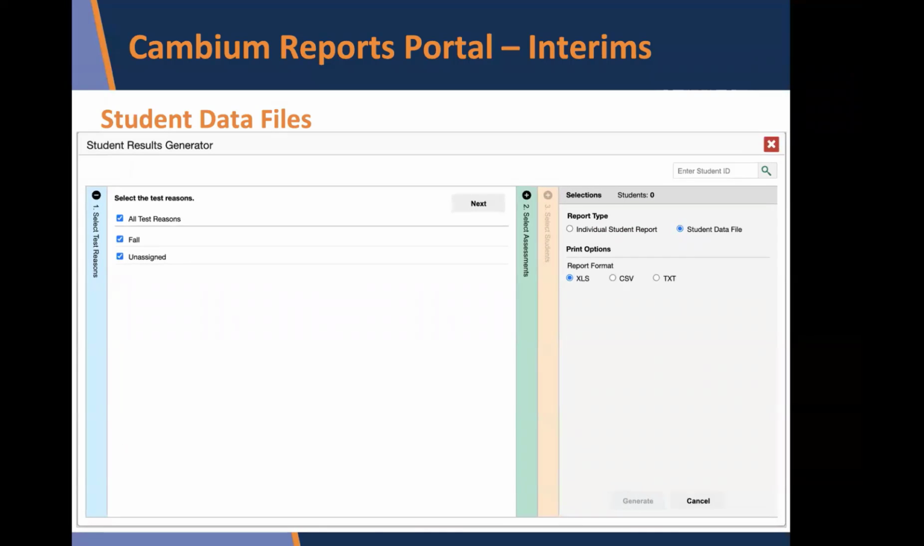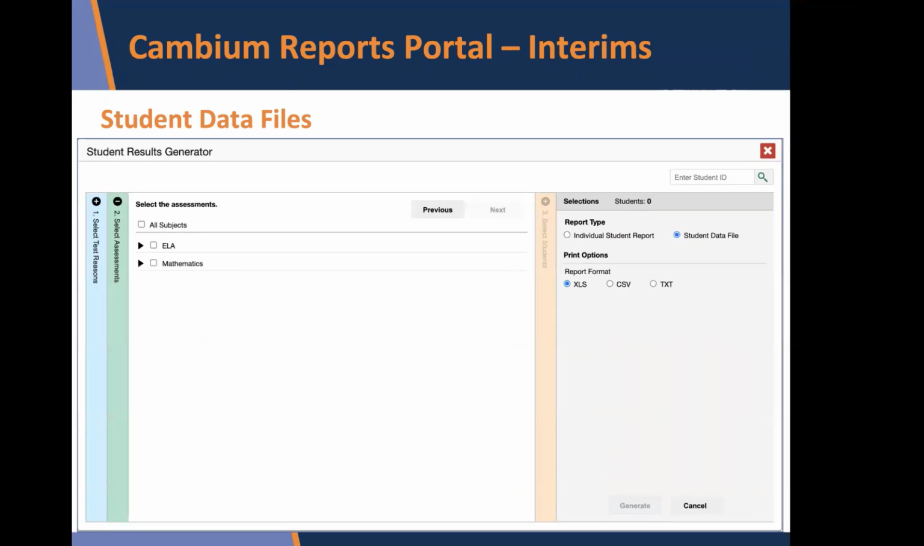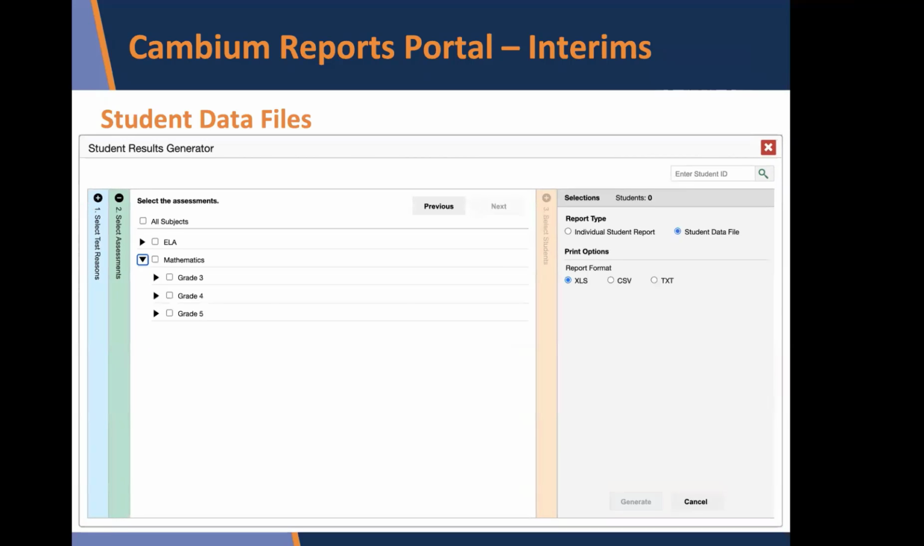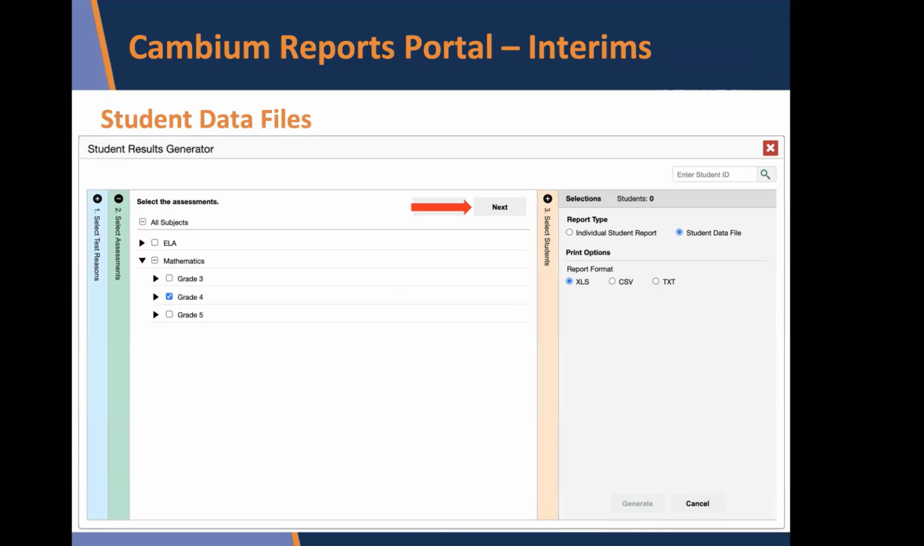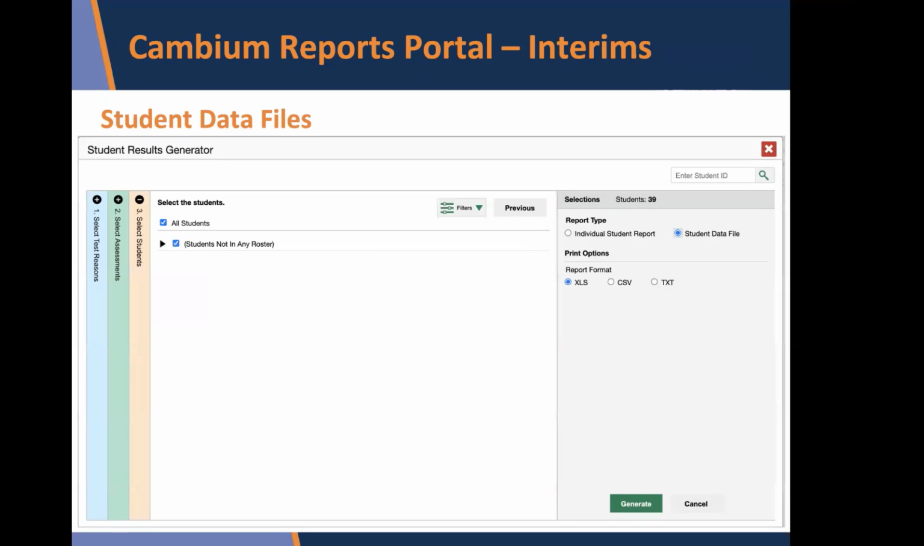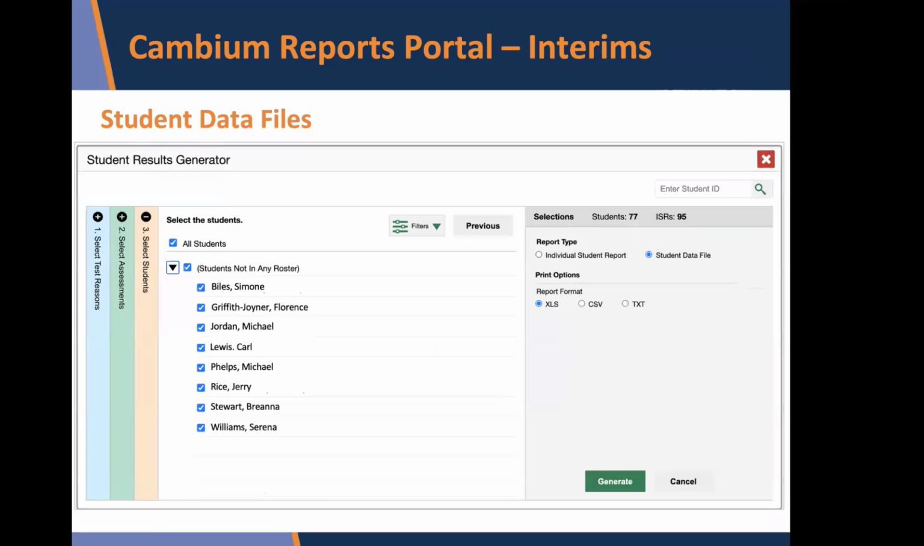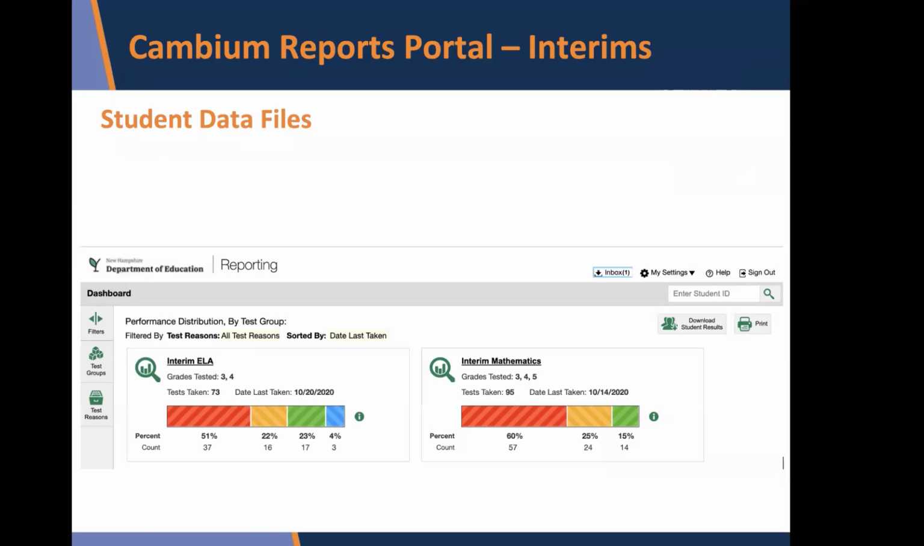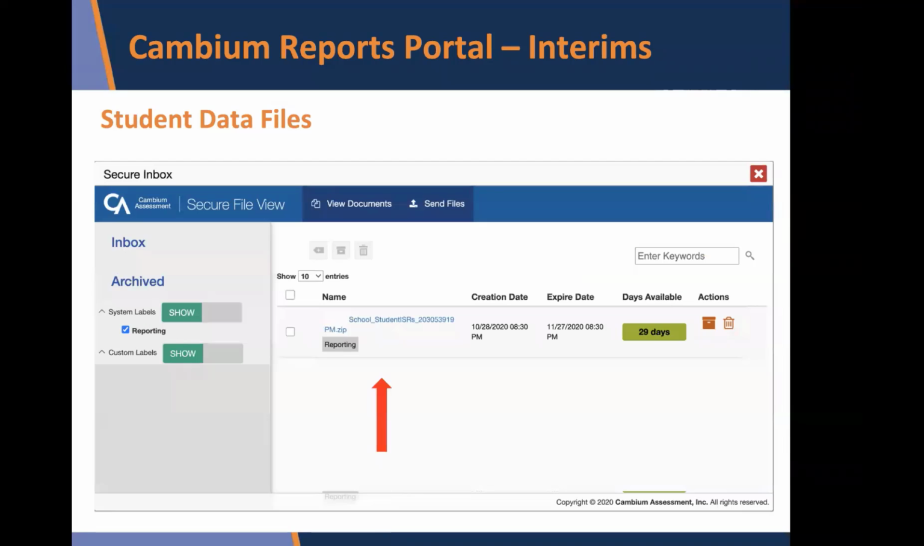And you're choosing the same criteria, however you want. I'm choosing specifically on this one just math grade 4, but you could choose whatever you wanted. I'm going to keep all of those students and I'm going to generate it. So what happens once you click generate is you're going to think that it all went away because you're going to get back to the main reporting screen and you're going to say where did it go. It's in your inbox here. So you'll click your inbox and then you'll choose whichever particular report that you've generated that you wanted to see.